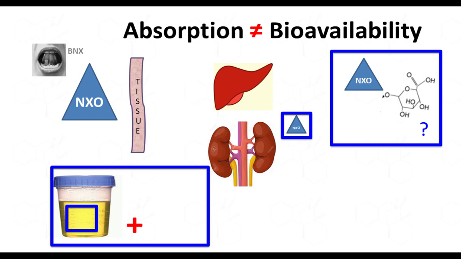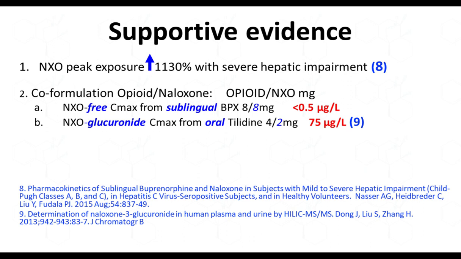Of course, once the drug is being cleared renally, if we're looking only for free naloxone in urine, and our work shows this, there's very low concentrations, and what we measured mostly less than 5 nanograms per mil. But if you're measuring total naloxone by hydrolyzing the glucuronide, or if you measured naloxone glucuronide, you would see relatively high concentrations. So that's what we think is going on. And it's just good to remember that absorption is not the same thing as bioavailability.